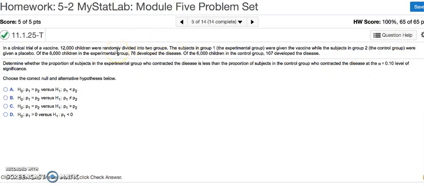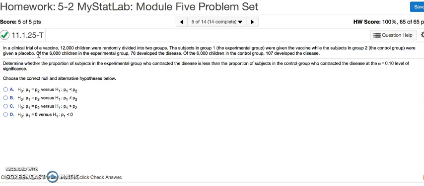So number 5, in this case, we're dealing with, again, population proportions of 2 samples. So in a clinical trial of a vaccine, 12,000 children were randomly divided into 2 groups. The subjects in group 1, the experimental group, were given the vaccine, while the subjects in group 2, the control group, were given a placebo. Of the 6,000 children in the experimental group, 76 developed the disease.